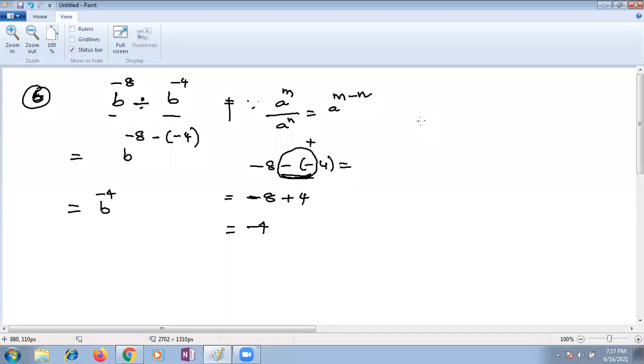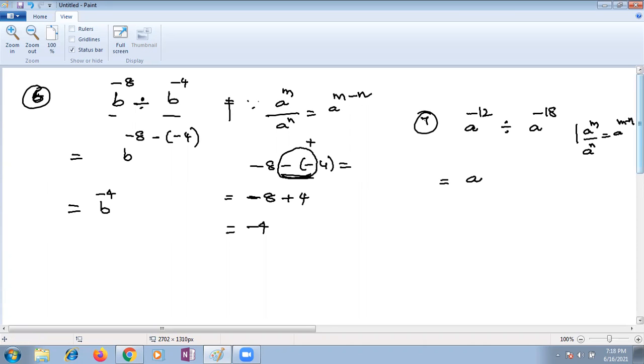I want my question to Jait now. Jait, please, this is for you. A to the power -12 divided by A power -18. Okay, ma'am. Ma'am, the formula will be A^m divided by A^n. Very good. A raised m divided by A raised n is equal to A power m minus n.